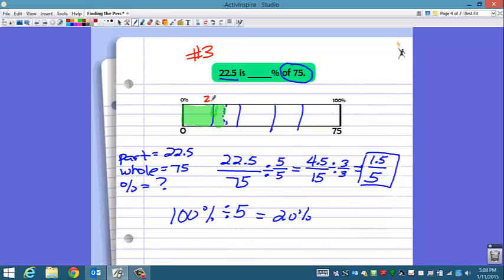So I'm going to label my percents: 20%, 40%, 60%, 80%, and the 100's already there. Now what percent is shaded? Well, I have 20% shaded, and then I have halfway between 20 and 40%. And what is halfway between 20 and 40? 30%. So 22 5/10 is 30% of 75. So even though we had a decimal in our numerator, we were still able to find our percent.